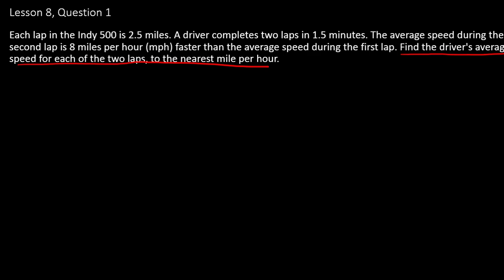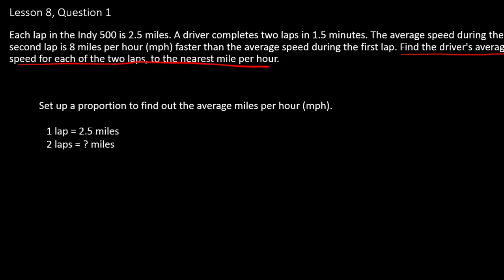Now, the information that we're given is that each lap is 2.5 miles and that a driver can complete 2 laps in 1.5 minutes. So, we need to set up a proportion to find out the average miles per hour of the driver. So let's think about it. If 1 lap is equal to 2.5 miles, how many miles are in 2 laps? The reason this is important is that the speed was given to us in terms of 2 laps. So if 2 laps takes 1.5 minutes, we can compare that to the distance of the 2 laps.